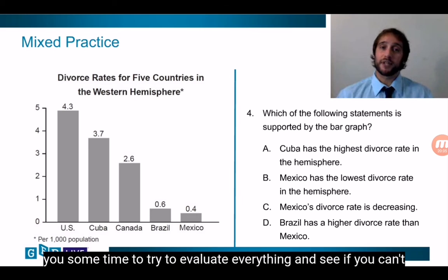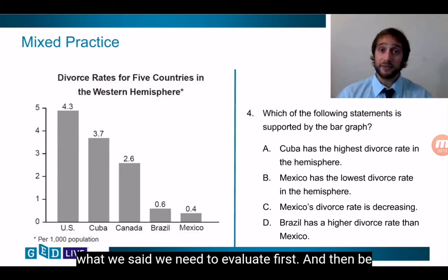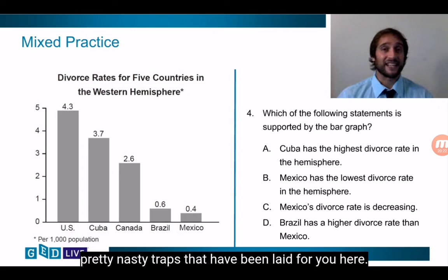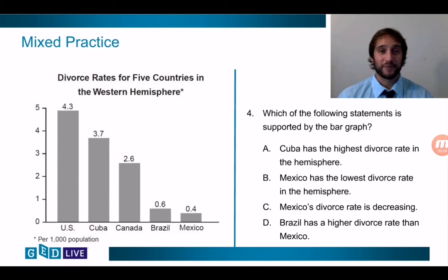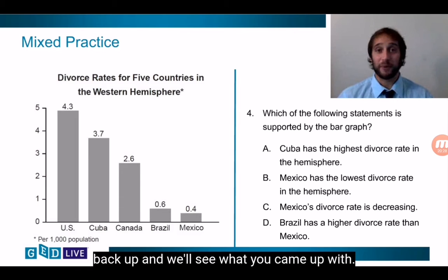I'm actually going to give you some time to try to evaluate everything and see if you can find the right answer on your own. Think through that graph. Evaluate what we said we need to evaluate first. And then be very cautious with how you evaluate the answer choices. There are some pretty nasty traps that have been laid for you here. When you're ready to talk about it, start the recording back up, and we'll see what you came up with.